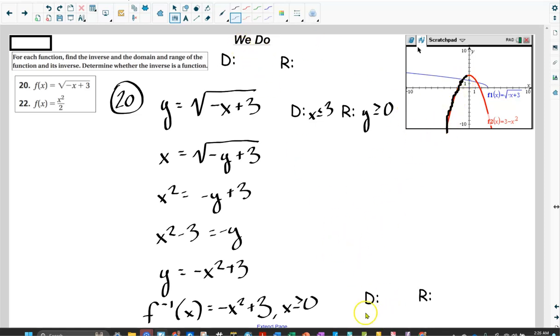Okay. Alright, so now that I'm looking at this, the domain here is what? X greater than or equal to 0, and the range is what? Y is less than or equal to 3.